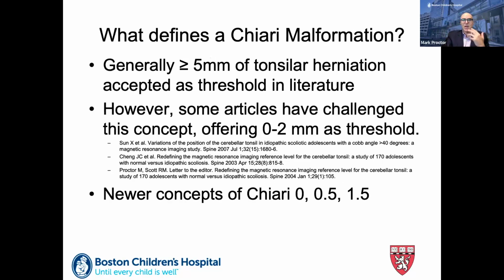So what defines Chiari malformation? We sort of said that it's at least 5 millimeters of the tonsils below the edge of the skull. Some articles have challenged that, said it could be less than 5 millimeters. And then there's a whole group of newer concepts of Chiari 0. That's like normal, no Chiari, but a syrinx. Chiari 0.5, which they describe as the cerebellar tonsil sort of wrapping around the brain stem. Chiari 1.5 is supposed to be a more complex Chiari 1. So people are sort of adding on. Hans Chiari identified 4 Chiaris. Now we have maybe 7.